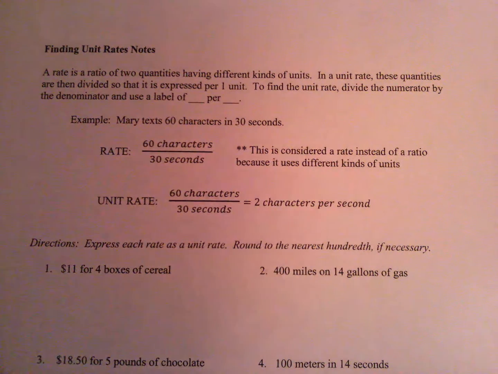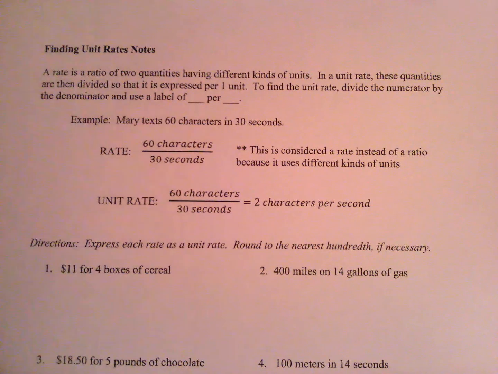Finding unit rates notes. A rate is a ratio of two quantities having different kinds of units. In a unit rate, these quantities are divided so that it is expressed per 1 unit. To find the unit rate, divide the numerator by the denominator and use the label of blank per blank.